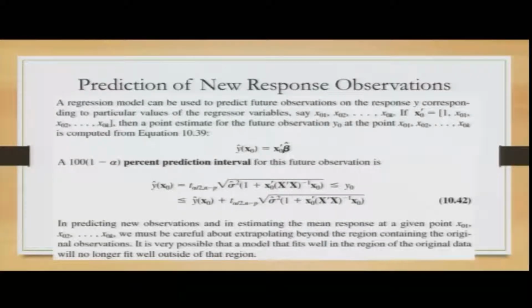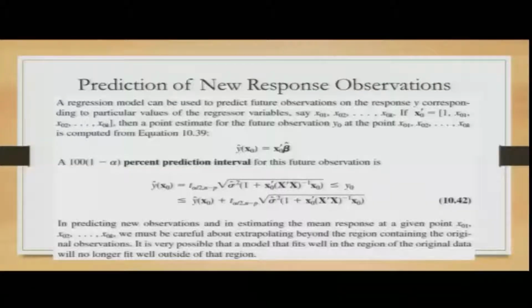A regression model can be used to predict future observations on the response y corresponding to particular values of the regression variables, say x naught 1, x naught 2, and so on up to x naught k. So, that means you are taking the first, second, third, up to the kth variable and their responses, for example, for the nth plus 1. Now, in this case you will write x naught transpose as a row vector or a column vector, where the first element remains as 1 because we are considering beta naught is there.